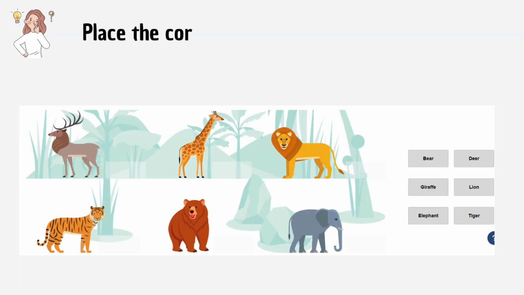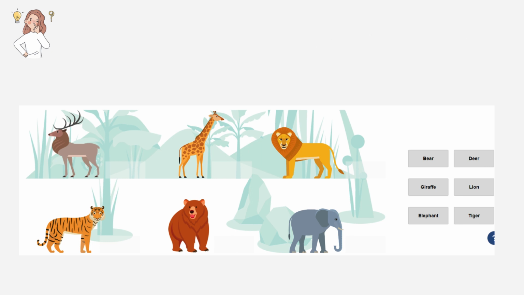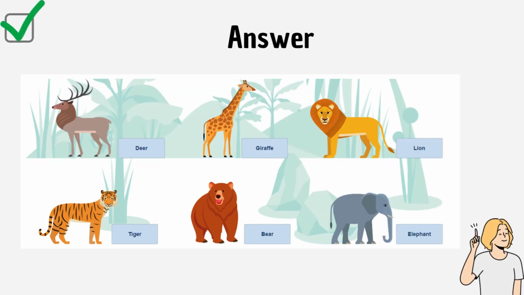Place the correct name next to the correct picture. And the answer is deer, giraffe, lion, tiger, bear and elephant.